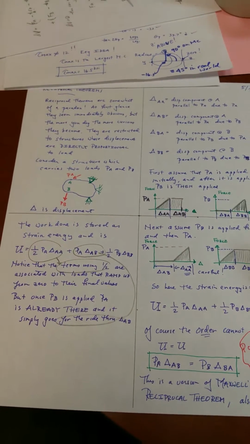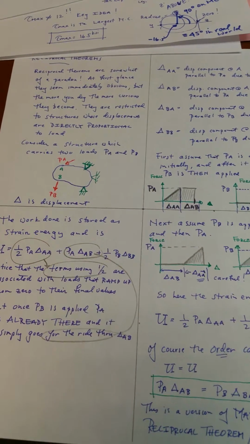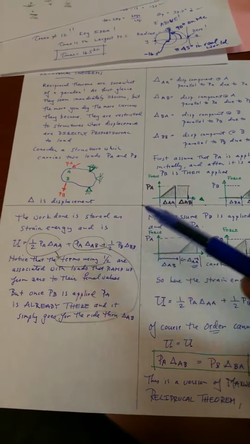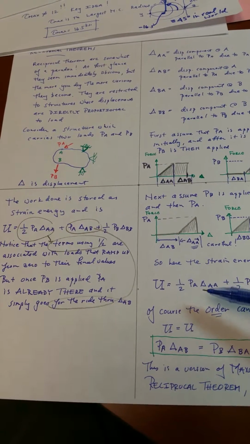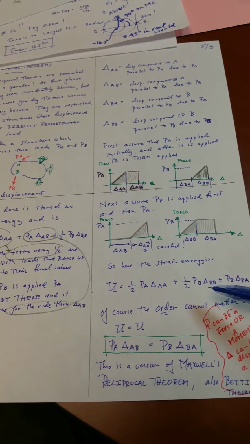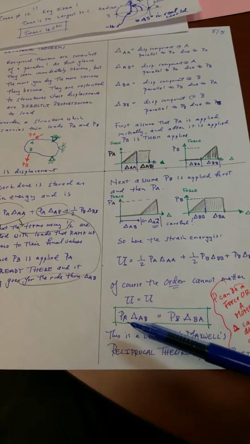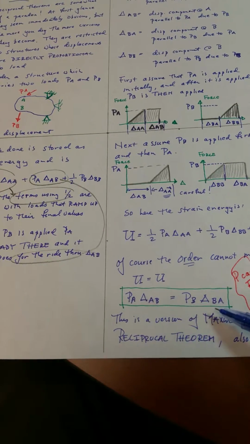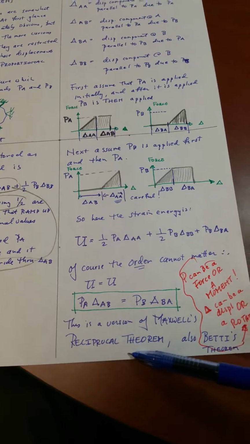And then I guess the next part is, again, kind of like I said, some kind of obviousness here. The order of application of loads cannot possibly matter. So U in the first scenario has to equal U in the second scenario. And the 1/2s cancel here. This 1/2 cancels, and we're left with just the two rectangles. So the two rectangles are equal to each other. PA times delta AB is equal to PB times delta BA. And this is a version of Maxwell's reciprocal theorem.